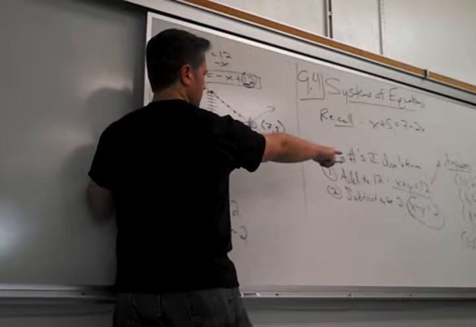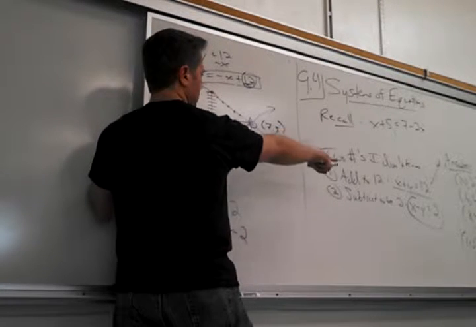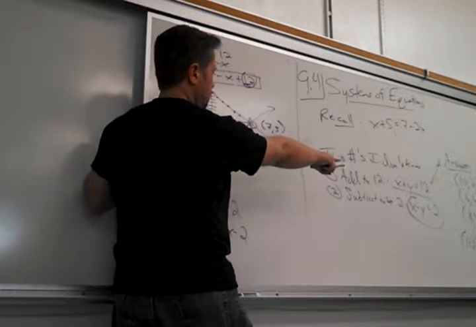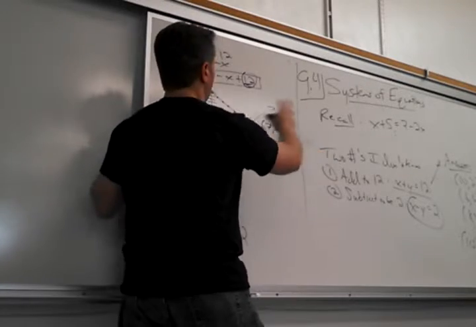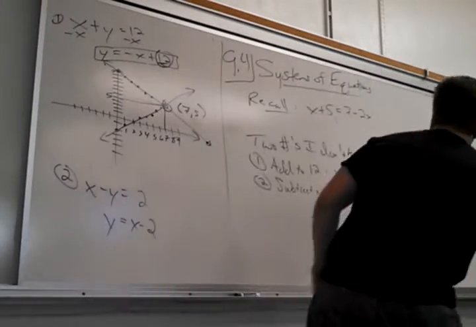But does that work? 7 and 5 add to be 12. 7 and 5 subtract to be 2. Right. Let's do one more with some smaller numbers so you guys can see it better.